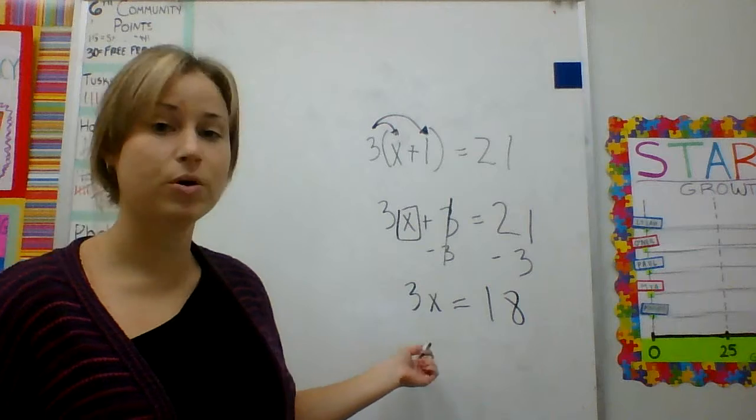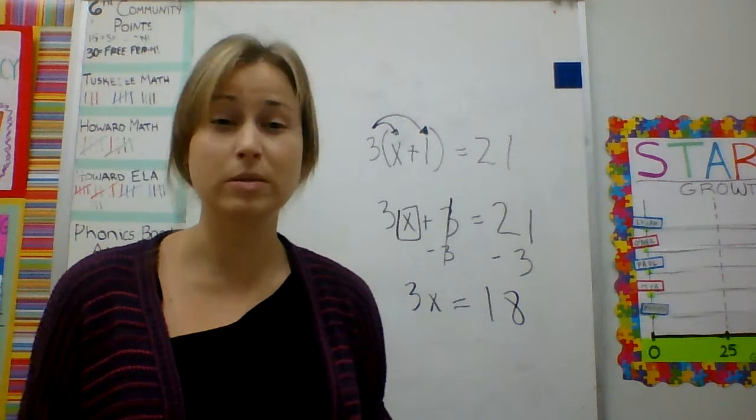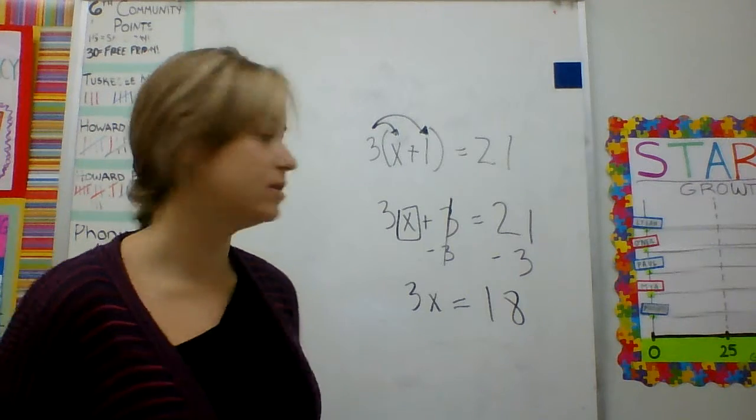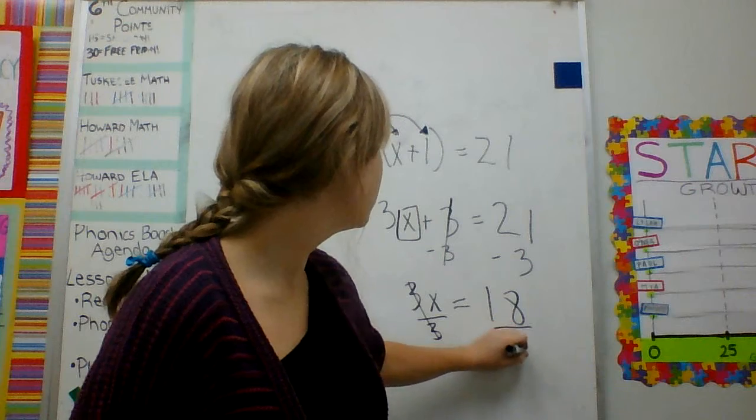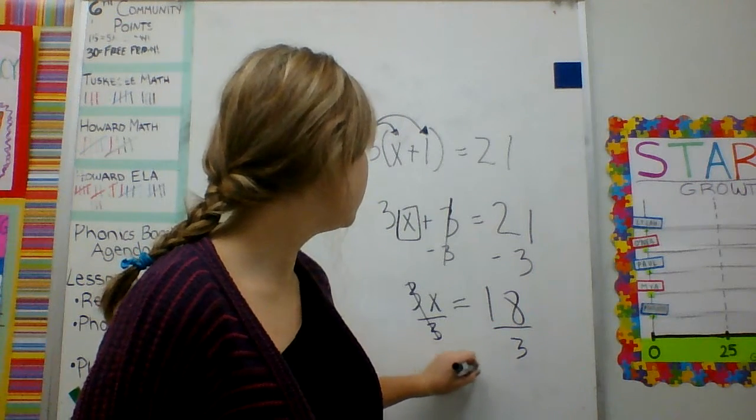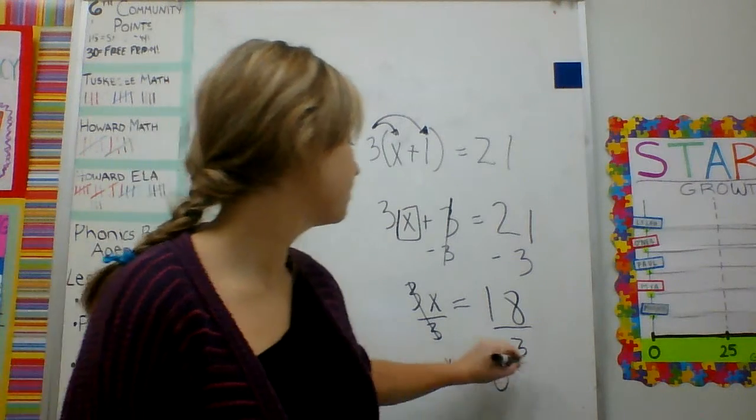Now this is a one-step equation. I want to get x on its own. When I have a number right up next to a variable, it's multiplication. So I need to do the opposite, which is division. Divide both sides by 3, and x is equal to 6. And that's my final answer.